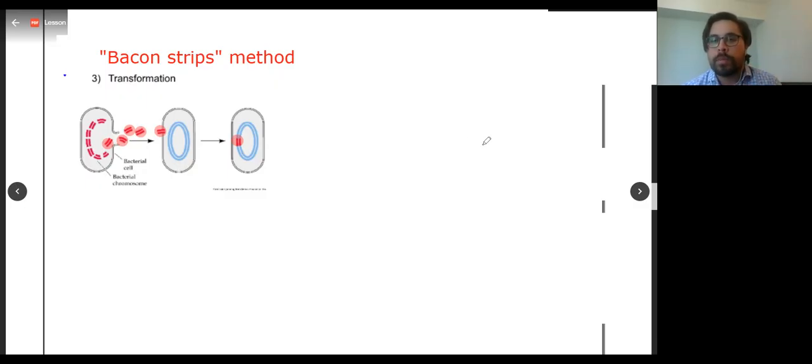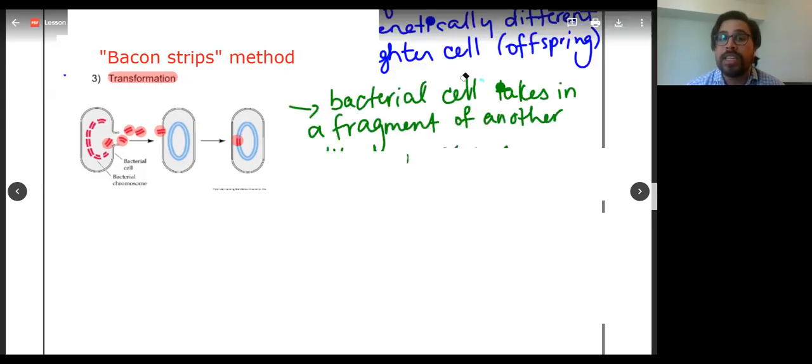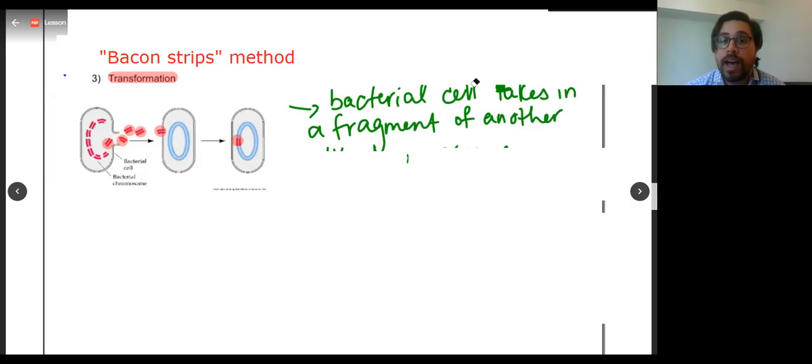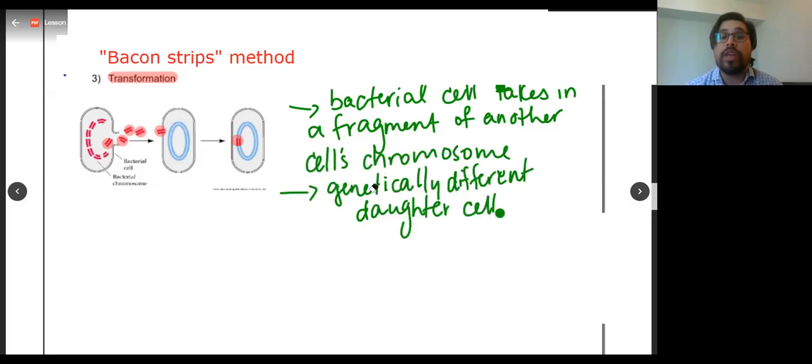So the reason I call it the bacon strips method, outside of it looking like bacon strips, I also call it the transformation method of sexual reproduction, because it is inherently sexual reproduction in the context of a bacterial cell that will take in a fragment of another bacterial cell's chromosome, and it will create a genetically different daughter cell. And much like in our last method, whenever we have a genetically different daughter cell, we are talking about a form of sexual reproduction.